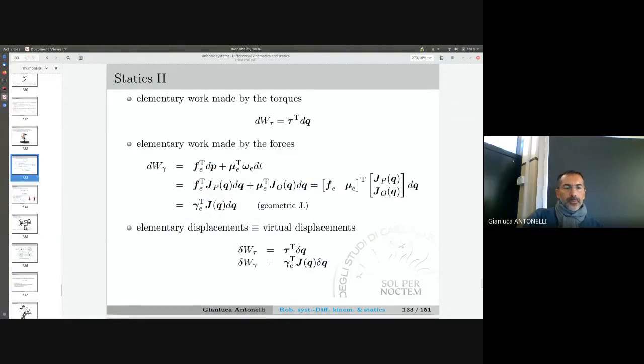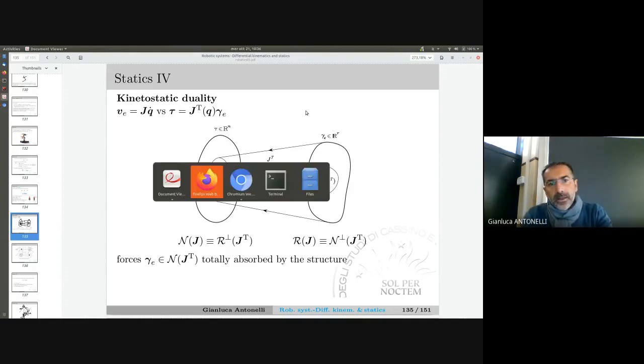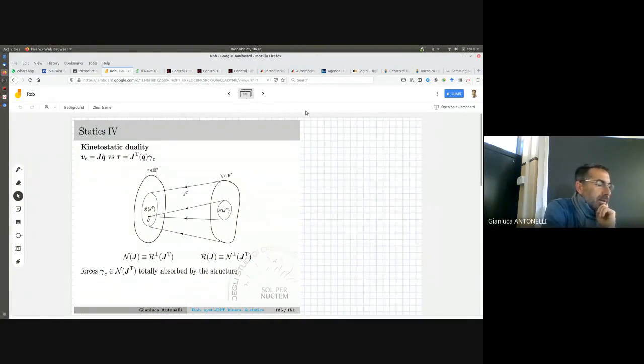Now, the concept of kinetostatic duality can be seen from this drawing, which may be a little similar to something that we saw in the past. Matrices, so we always find matrices in our classes, also in robotics, not only in state space linear systems. First of all, the kinetostatic duality is the relationship between the geometric Jacobian used for velocity and the geometric Jacobian used for forces.